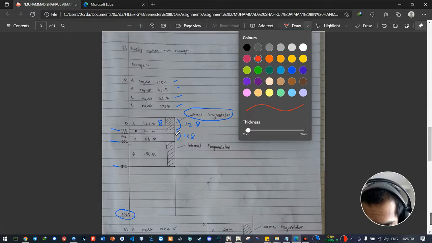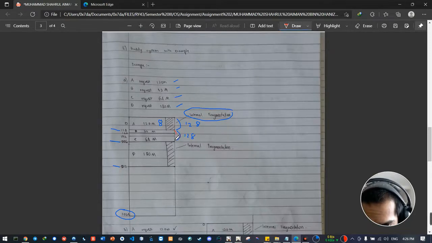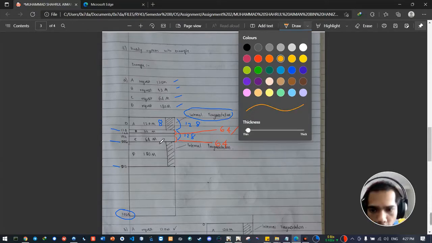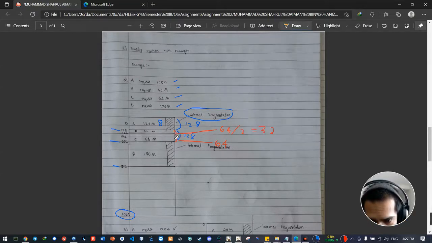The first partition is 64, and here also 64. So 64 here is still too big, so we can divide it by 2. So we divide by 2, and we get 32. It is sufficient for process B. So here is 32 and here also is 32. So process B can be put here.